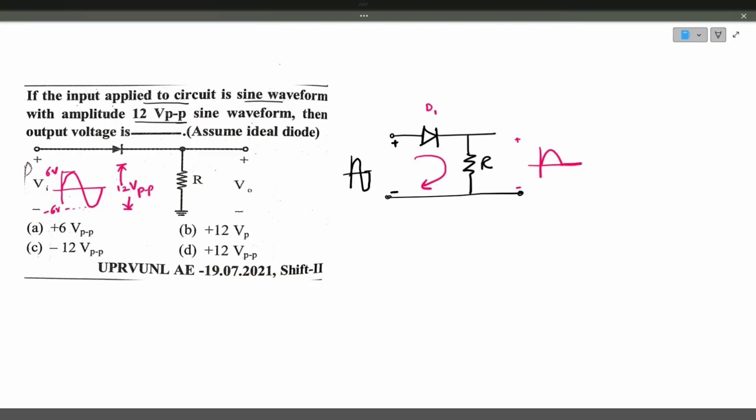The diode is switched off and acts like an open circuit, so the output is 0. And again, the next positive half cycle will be there. So it is basically a half wave rectifier with the positive half cycles. The output minimum is 0 volts and maximum is 6 volts, so it is 6 volts peak to peak. Answer is option A.